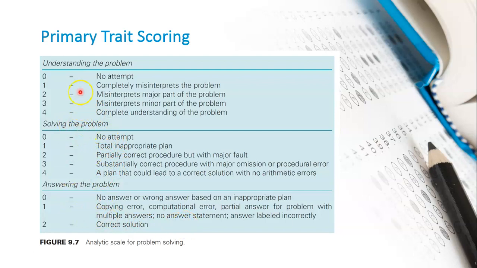So as you can see, the ratings do not necessarily have the same maximum score. This one 0 to 4, this one 0 to 2. Okay, it depends on the weightage that you want. So here it can indicate that understanding the problem and solving the problem has more merit compared to answering the problem. Answering the problem is only given 2 marks for a correct solution.